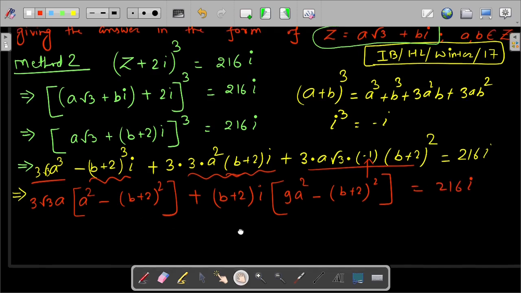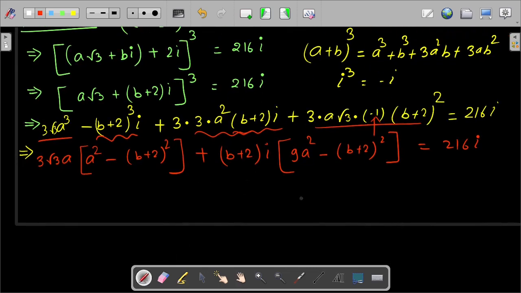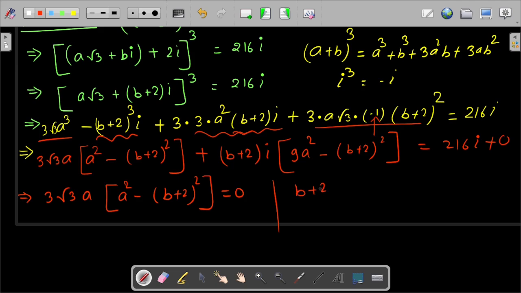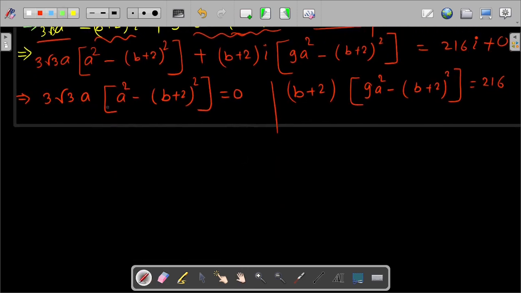Now the next step is very simple and logical: you have to equate the left hand side and right hand side, two complex numbers. Two complex numbers are equal if their real parts are equal and their imaginary parts are equal. Here you can see the real part on the right is 0. So the first equation I will get is 3√3a times (a square minus (b + 2) whole square) = 0, and the second one will be (b + 2) times (9a square minus (b + 2) whole square) = 216. From here we have to solve for a and b. We have two unknowns and two equations. It can be solved very easily.